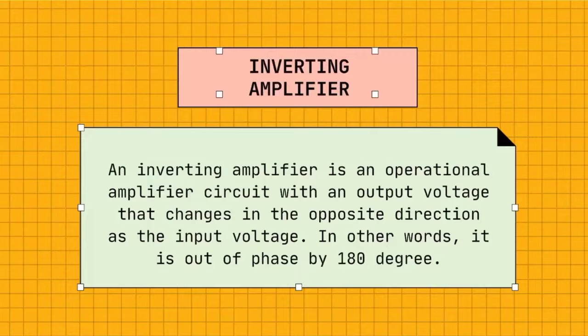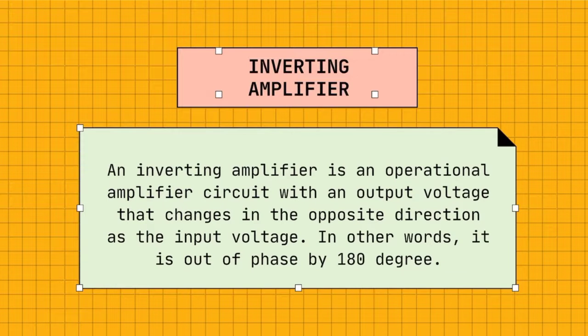Thank you. Next, I will explain more about inverting amplifier. An inverting amplifier is an operational amplifier circuit with an output voltage that changes in the opposite direction as the input voltage. In other words, it is out of phase by 180 degrees.